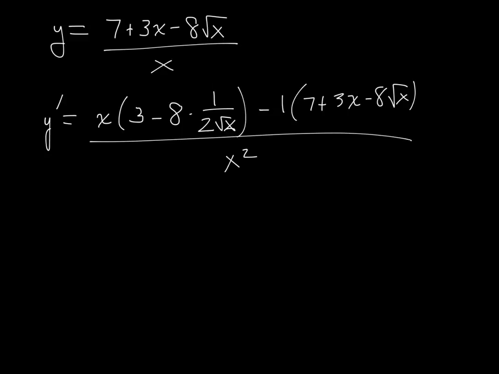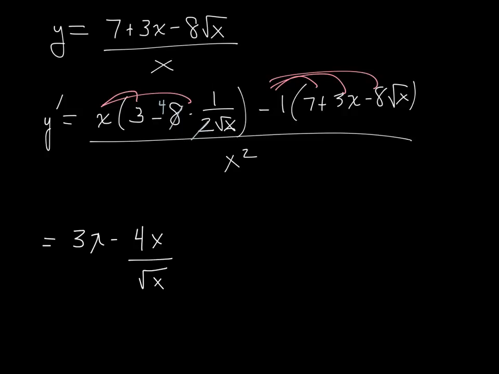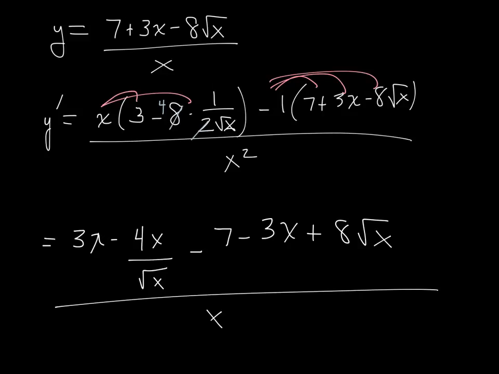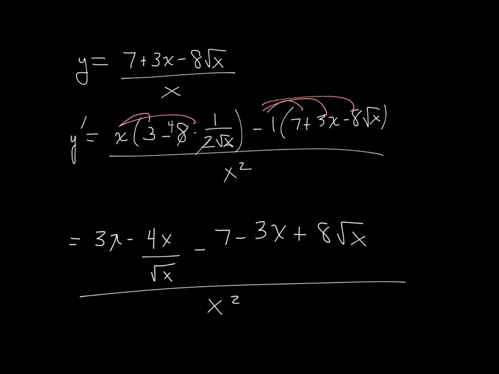Alright, from here I'm just going to distribute that x, and then of course the negative 1, and then also I'm going to notice, well, 2 will go into 8 4 times, so I will end up with 3x minus 4x over the square root of x, don't lose that part, minus 7 minus 3x plus 8 square roots of x, all over x squared.